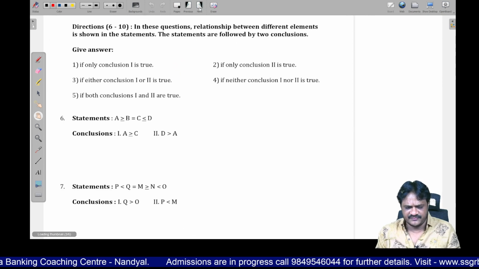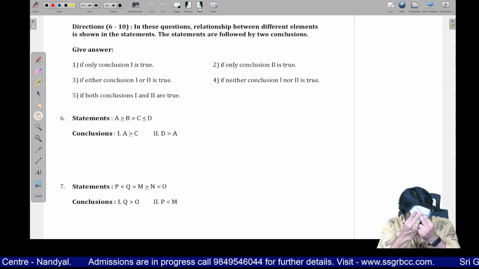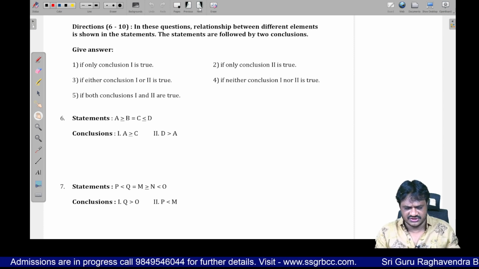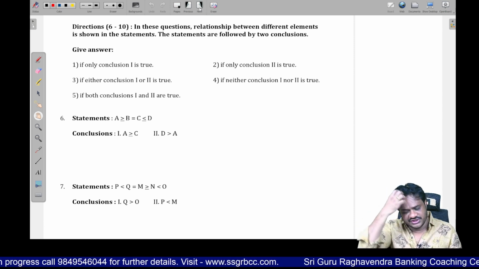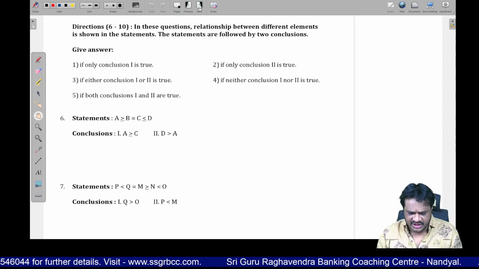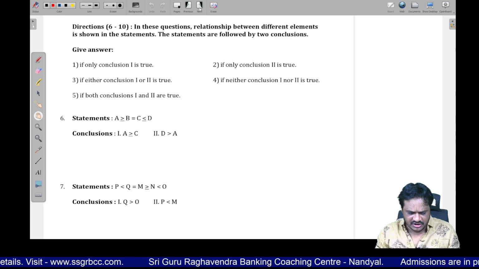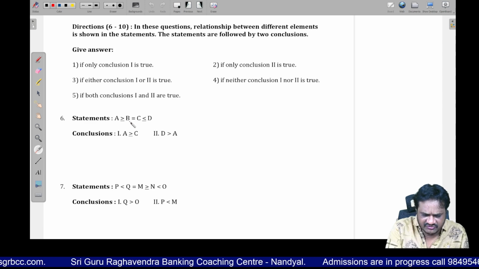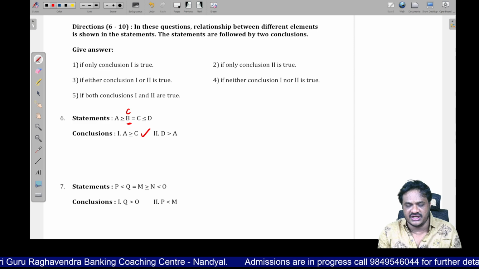Sixth question, 6 to 10. Here also there is one relation between the elements given. You have to see that, then you have to answer the given questions. A greater than or equal to B, B is equal to C, C less than or equal to D. Now first conclusion, A greater than or equal to C. So if you see here, from A to C continuously the symbol is equal. Why? Because instead of B you can write C. Therefore first one definitely follows.